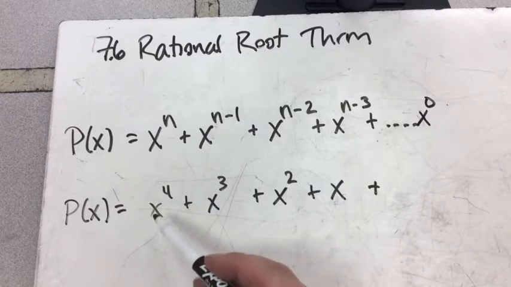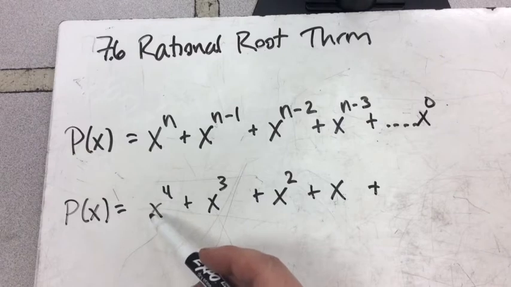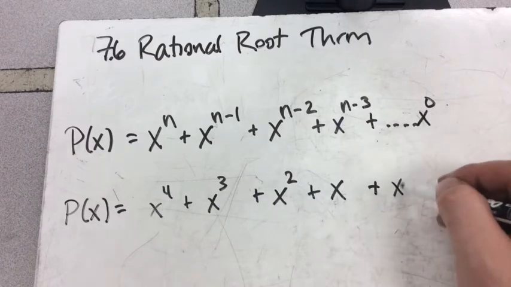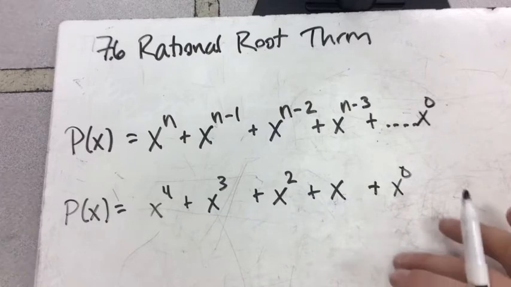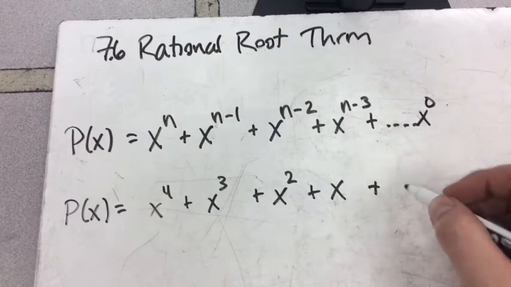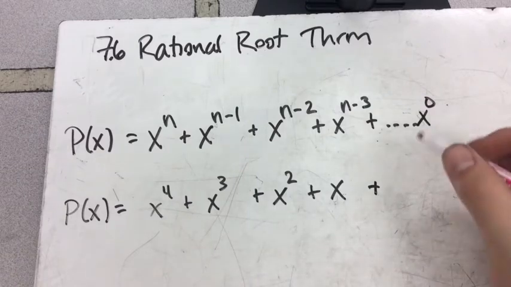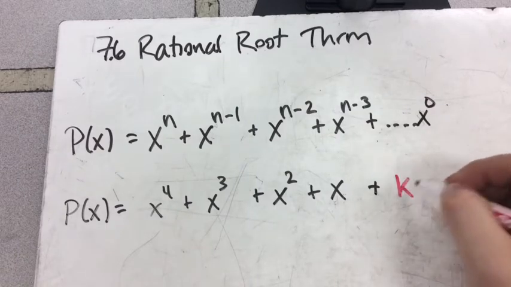So building one of those up, this is what it looks like. So x to the 4th, then x to the 3rd, plus x squared, plus x to the 0, or our constant, which is just equal to 1. As I was telling you guys, I like to use lowercase c or k for the constant, so I'm just going to put k here.